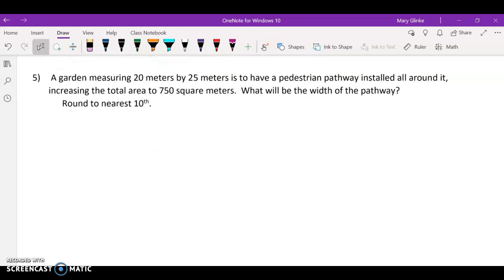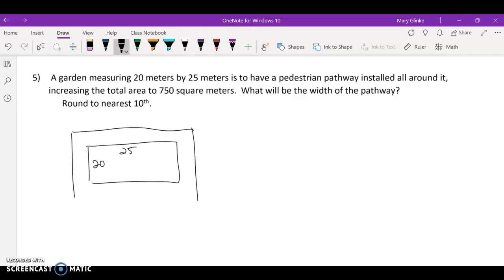So the last problem here is the infamous border around something problem. You have a rectangular garden that is 20 by 25. We want a pathway to be installed around it. But the problem is we don't know the width of the pathway. All we know is it's going to be a uniform width all the way around. So we can call that pathway x. The total area is going to be 750 square meters.